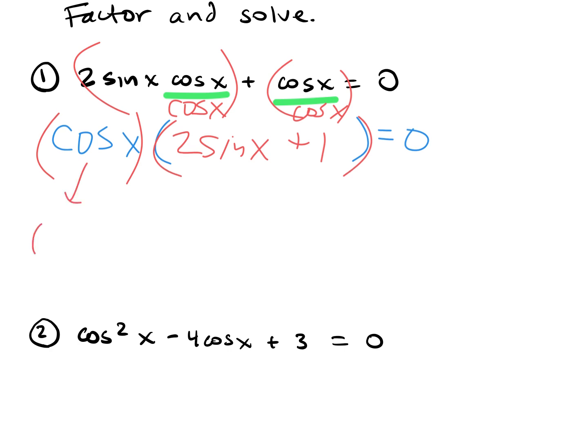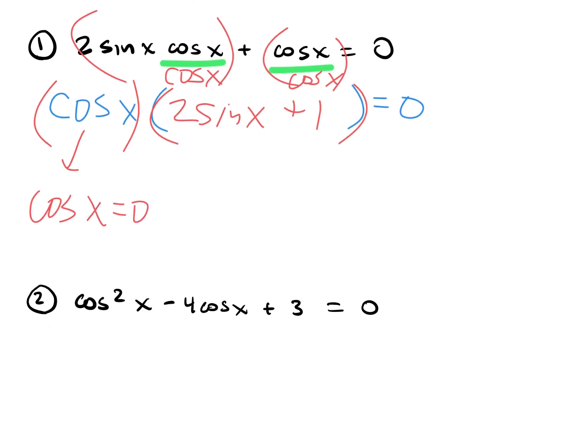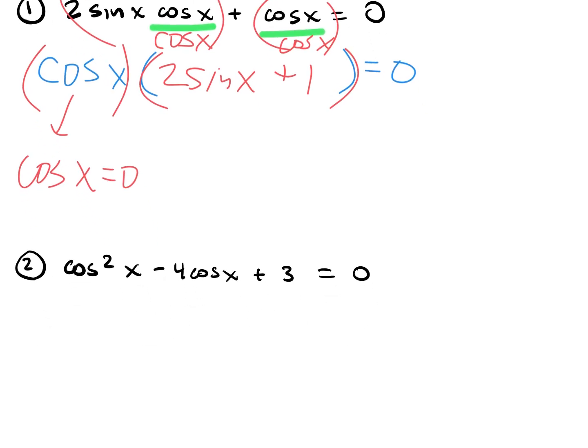So then cosine of x equals 0, and I know that's a quadrantal because there's no triangle with a 0 side. And then this one's 2 sine x plus 1 needs to equal 0. Subtract 1, 2 sine x equals negative 1.